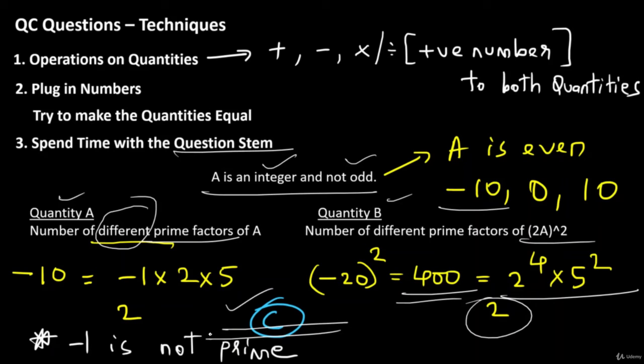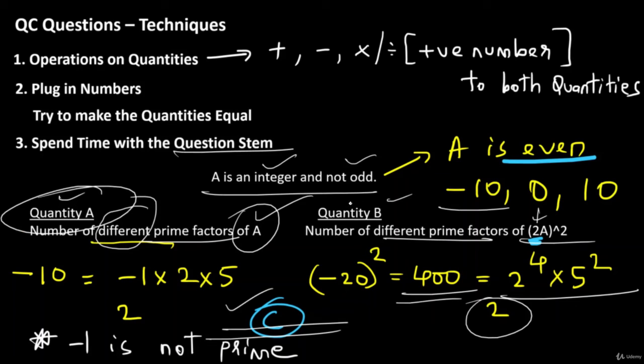Now remember, logically also you can solve this. Over here it's given that A is even, right? So this over here is definitely even, and over here we are just multiplying with 2 and then squaring. Squaring a number will not give it a different prime factor. Because you are just multiplying with 2, and to start with A was even already, we are not adding a new prime factor to it, and hence quantity A and quantity B are equal.